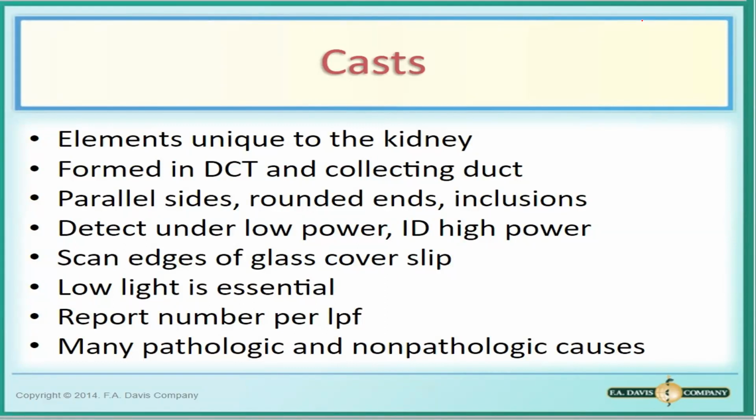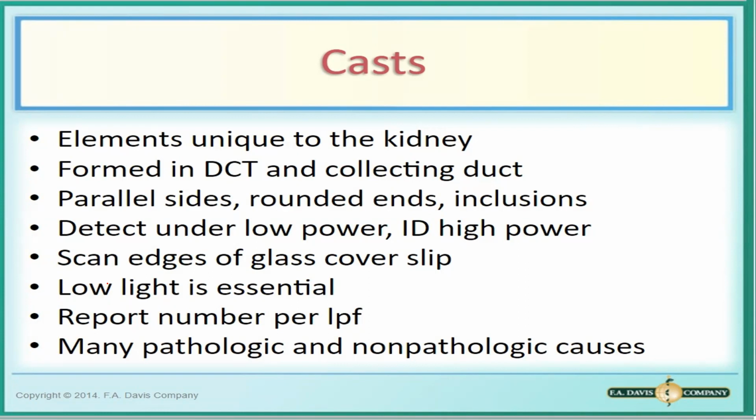Okay, casts. Casts are elements unique to the kidneys. They are formed within the lumens of the DCT and collecting duct, providing a microscopic view within the nephron. In detecting casts, you should remember that low light is essential because casts have a low refractive index. So always check po if your light is on the lowest possible setting.